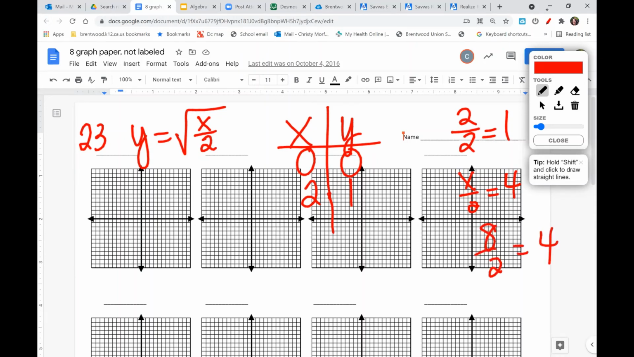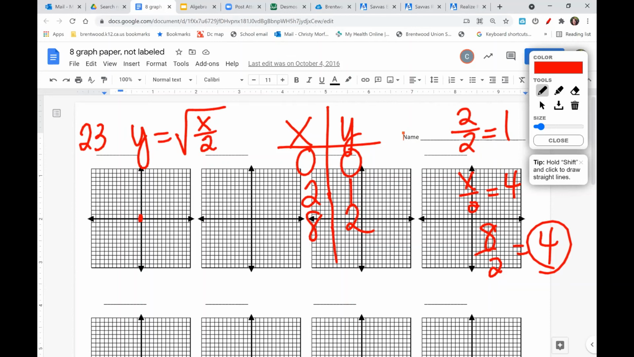Okay, so if I use 8 as my last number, because then it's going to get way too big if I use anything different, and then I plug it into the radical, 8 divided by 2 is 4, and the square root of 4 is 2. Now I have 3 good points that I can graph and try to curve to make my graph complete.